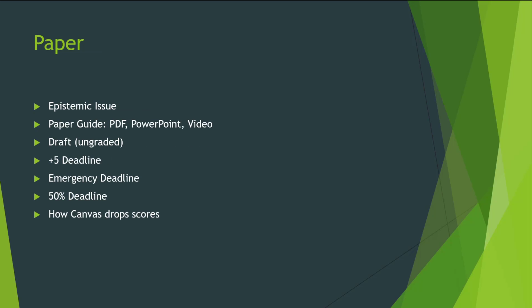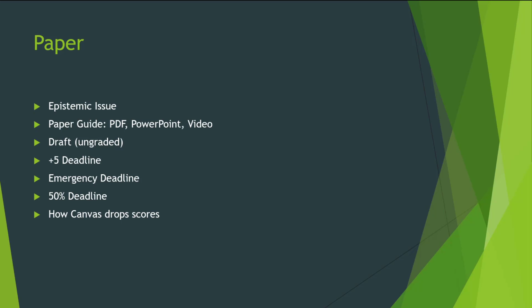For the paper, there's an entire guide to the paper in PDF, PowerPoint, and video. The gist is you pick an issue in epistemology. Not surprisingly, the paper has to be about something relevant to the course. You can do a draft. The draft is ungraded in the sense that it doesn't score towards your grade in the course. I do put a tentative score on it so you know how you're doing, but the draft itself is not actually a graded assignment.